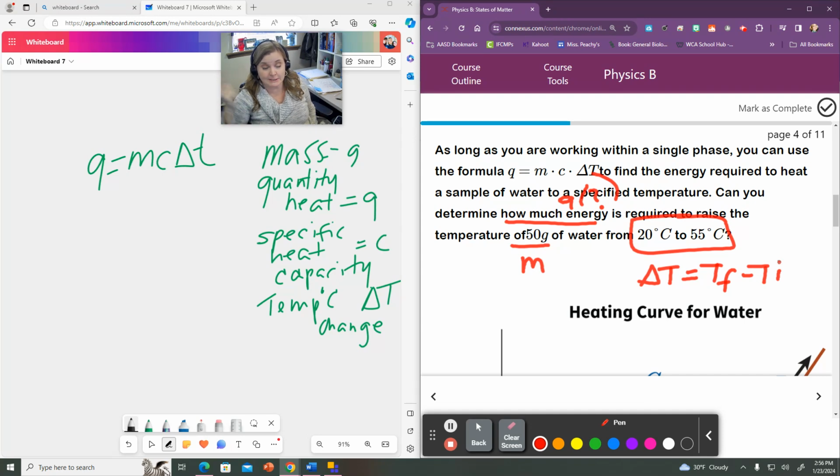And we have the specific heat capacity. So it's just regular old water. It didn't say there's anything else. It's like that's within the realm of liquid. Okay, so let's do some solving.